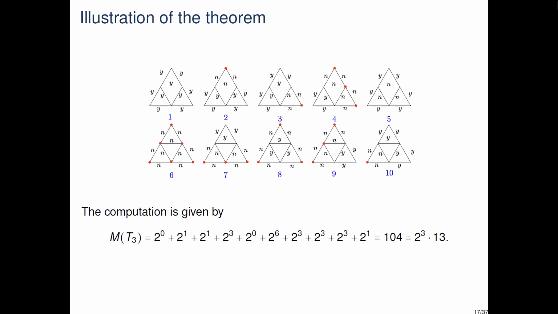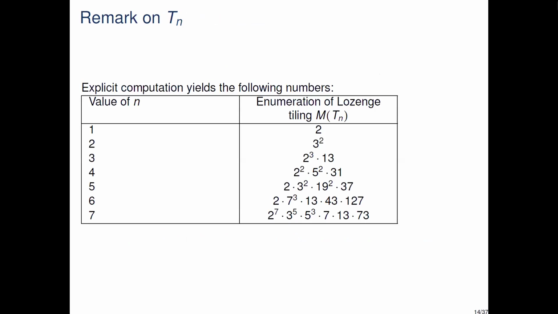If I go back, let's just try to connect. You see that it does indeed give you 2 cubed times 13, which was the intended number we were supposed to get, which is 104. That is 8 times 13 for n equals 3.